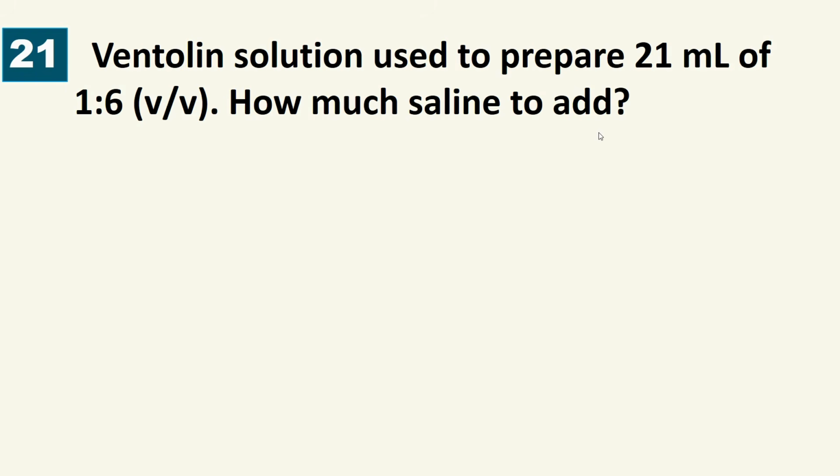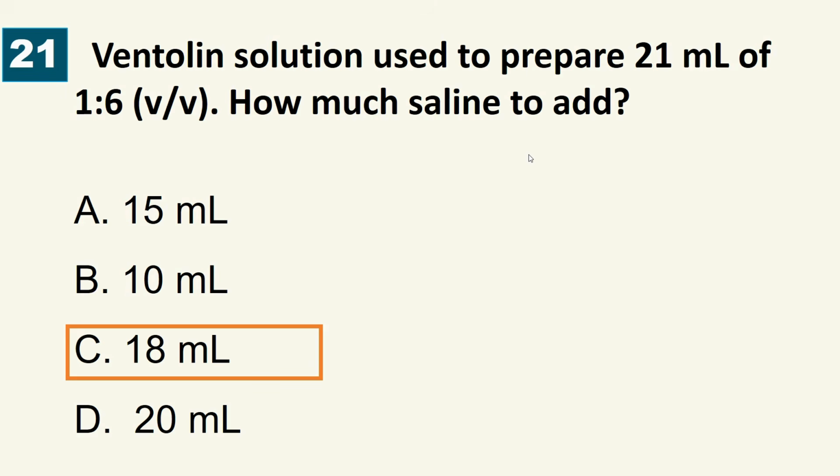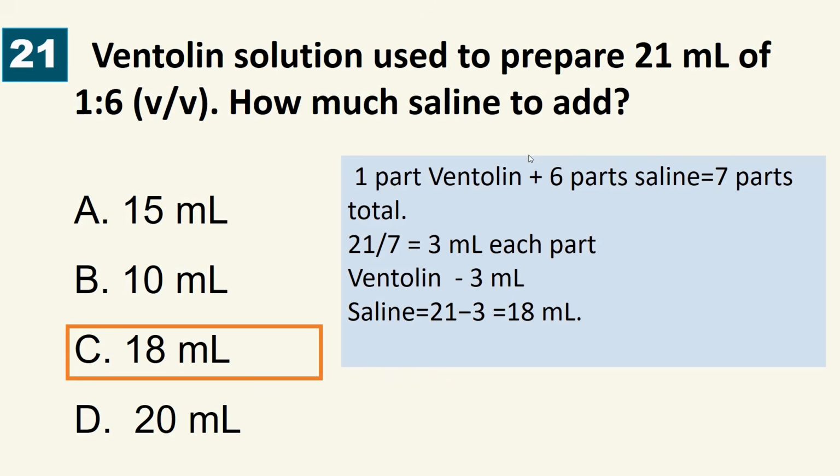Ventolin solution used for preparing 21 milliliters of 1 to 6 volume by volume. How much saline to add? Basically, this preparation of Ventolin is made in normal saline. So the question is to prepare this concentration, how much volume of saline is added? A. 15 mils, B. 10 mils, C. 18 mils, D. 20 mils. Correct answer is 18 mils.